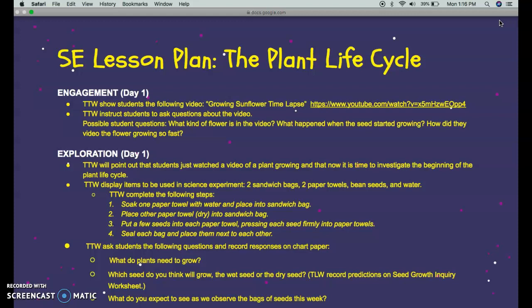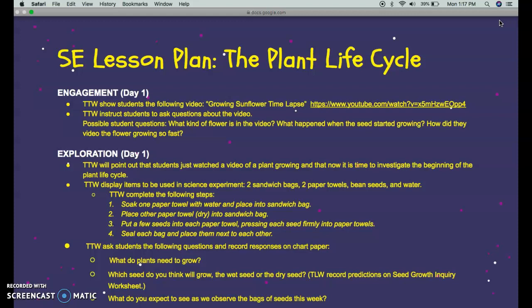And so they're going to soak one of their paper towels with water. They'll place the paper towel in one of the sandwich bags, and they'll place the other paper towel, which will stay dry, into the other sandwich bag. And then they'll put seeds in each paper towel and press the seeds firmly into the paper towel, and then they'll seal it and place them together.